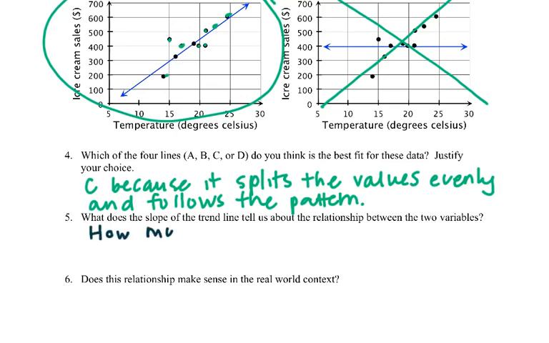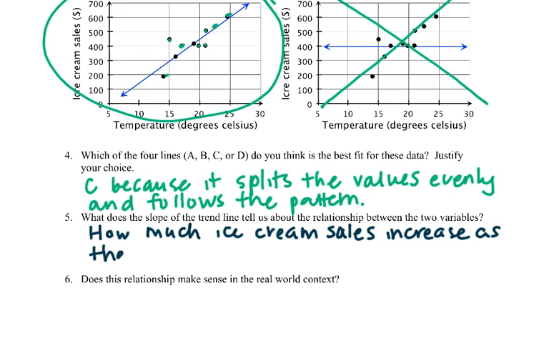So how much ice cream sales increase as the temperature increases 1 degree Celsius. So we only look at 1 degree at a time.